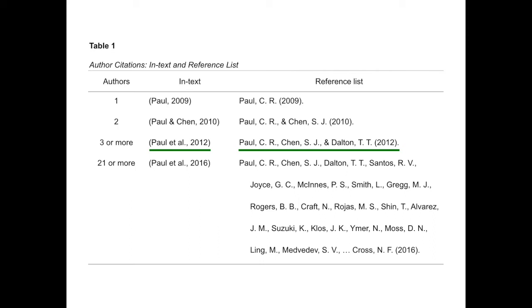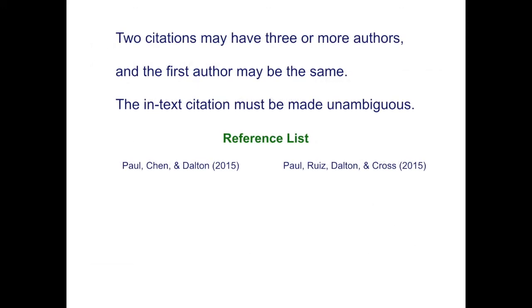Now, what happens if we have the same lead author for two citations? How do we translate this into the in-text citation? For example, we see here that I've got Paul et al., and then below that I've got Paul et al. Well, in this case, it's easy to differentiate because we have 2012 versus 2016. So in this particular case, it is the year which is differentiating these two citations. Imagine if we had two citations with the same lead author that were published in the same year. Here we have an example of that.